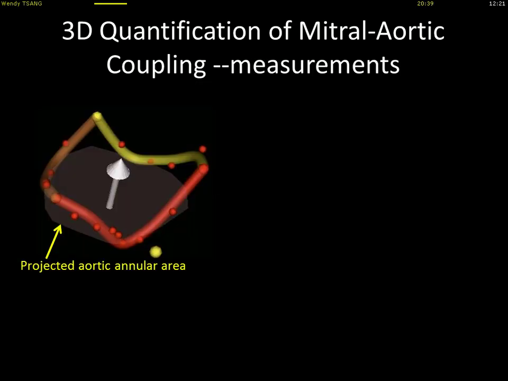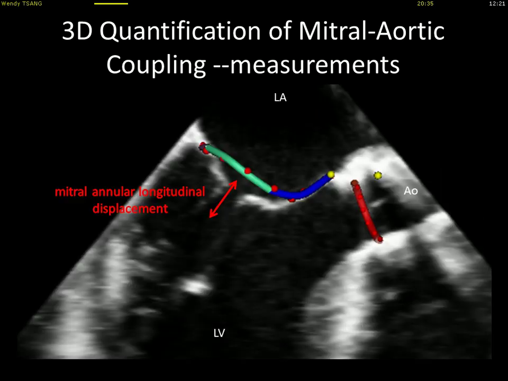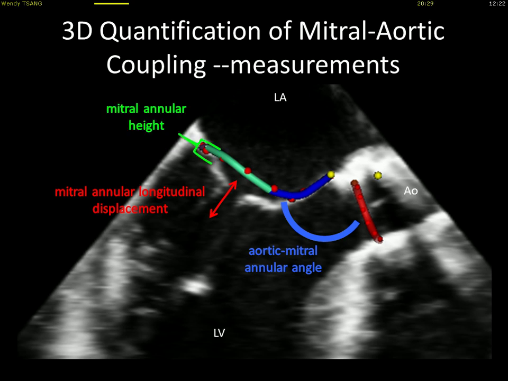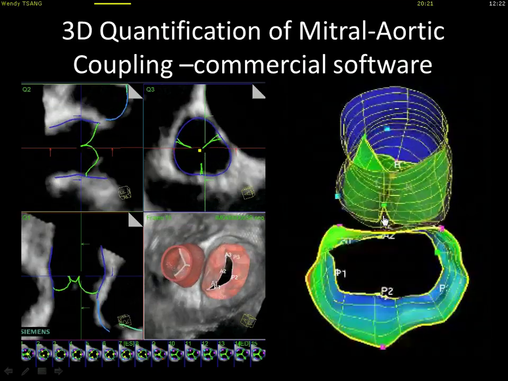Things that we were interested in were the projected aortic annular area and the 3D mitral annular area. We looked at the mitral longitudinal displacement. We could look at the aortic mitral annular angle, and we could look at the mitral annular height. Other things I haven't shown here include the distance between the center of the mitral valve and the center of the aortic valve, and there are multiple other measurements that you can look at.